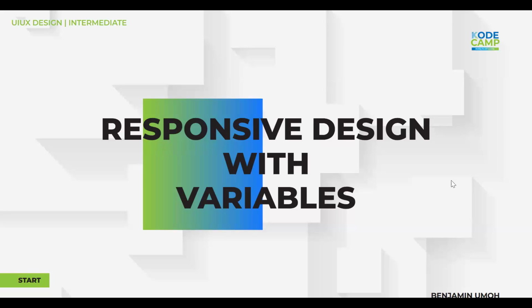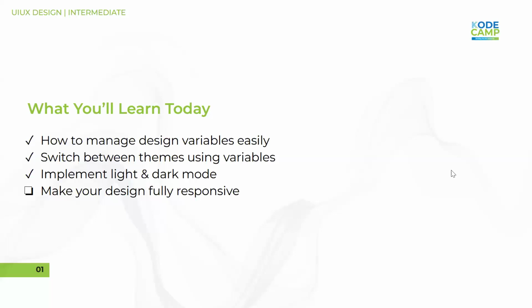In our last class, we spoke about how to manage design variables easily and how to switch between teams using variables, which we did: blue team, purple team. I hope we all practiced while at home or after the class. Then we also implemented light and dark mode. So today we are going to make our design fully responsive.